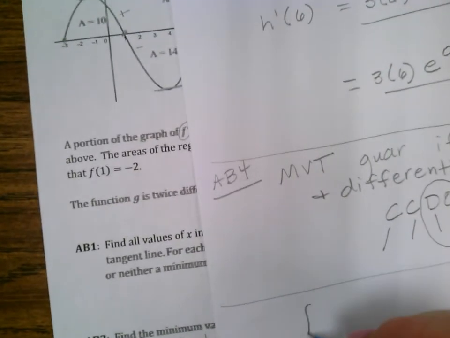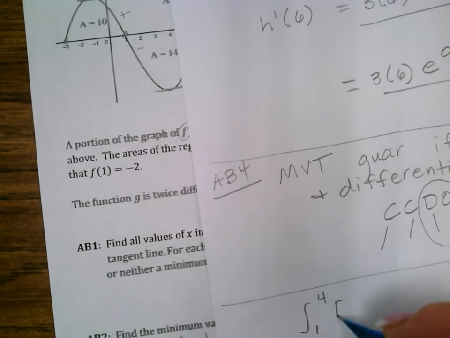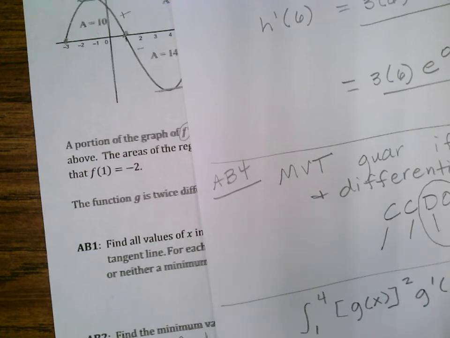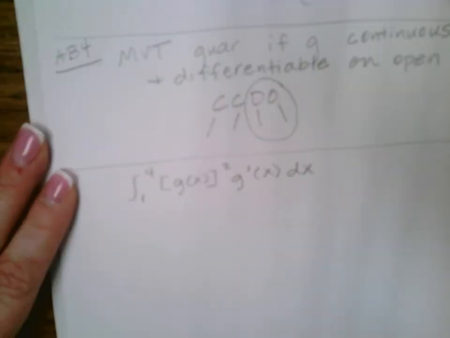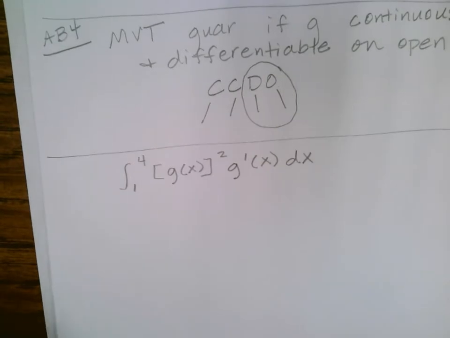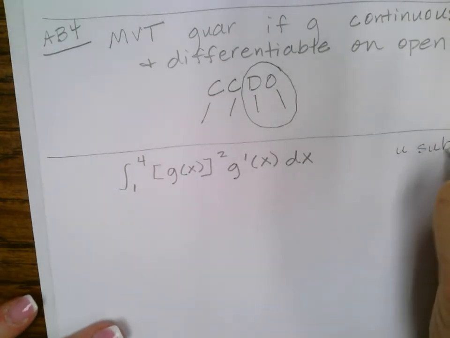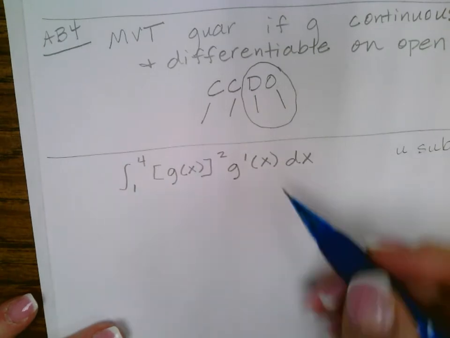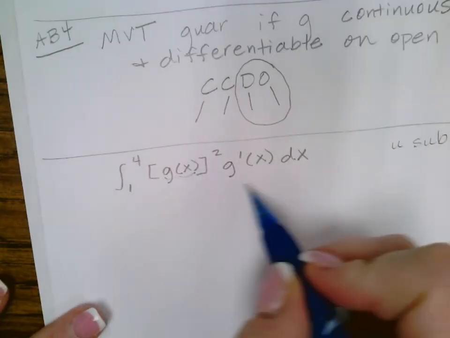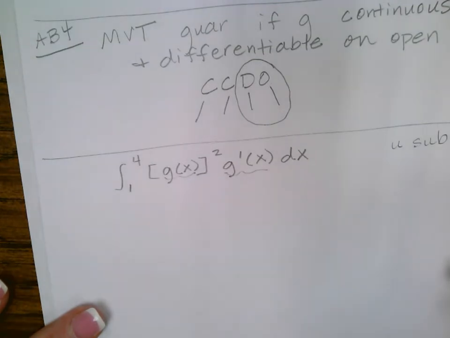AB5, let me write that down, from 1 to 4. People had trouble with this one. The clue here is that you can't multiply these. We learned properties of integration with addition and subtraction. But the only way that we can do it with multiplication or division is, at this point, with what you guys know is U substitution. And I recognize the U substitution because I have a G and I have its derivative.